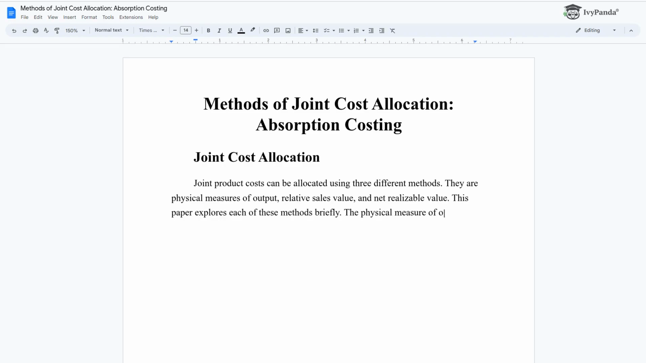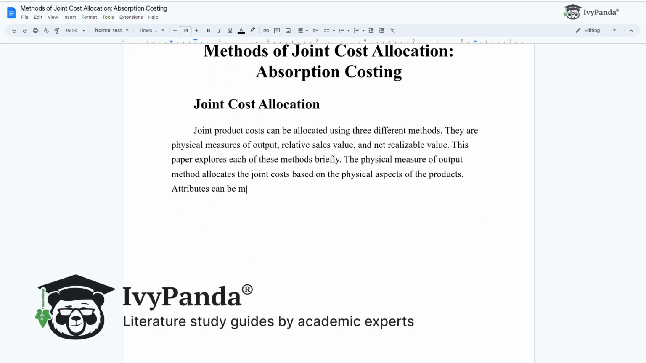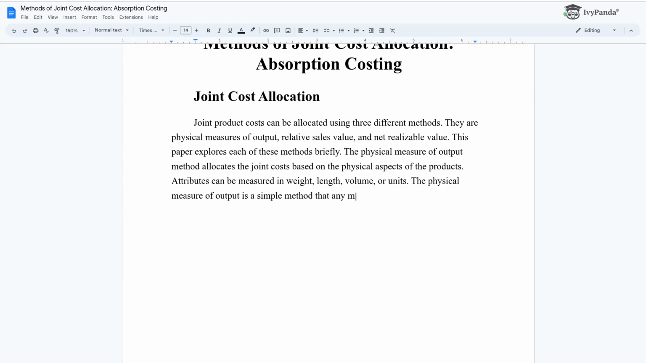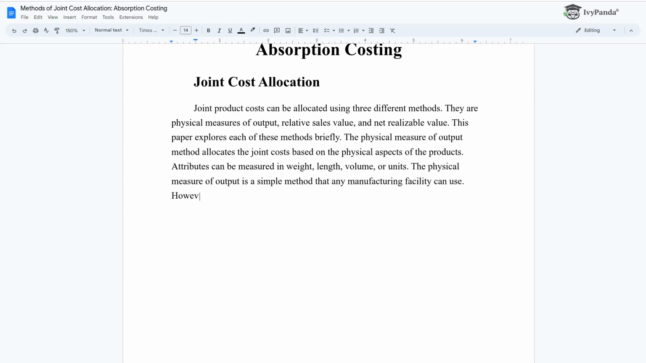The physical measure of output method allocates the joint costs based on the physical aspects of the products. Attributes can be measured in weight, length, volume, or units. The physical measure of output is a simple method that any manufacturing facility can use.